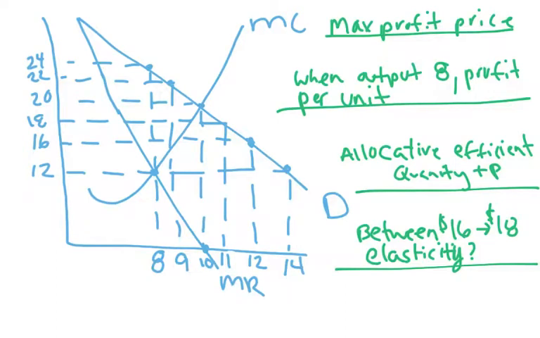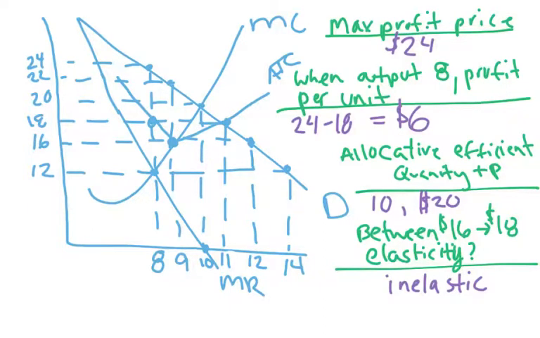So I'm going to ask you to go ahead and pause the video and take a look. I did the best I can for your graphs to make them as even as possible. I had to add your ATC in there. So here's a couple questions. So go ahead and pause the video. The first question says, if they're trying to maximize profit, what is the price? The second one is when output is 8, what is the profit per unit? And if they are allocative efficient, what quantity and price would they produce at? And then between 16 and 18, what is the elasticity? So is it elastic, unit elastic, or inelastic?